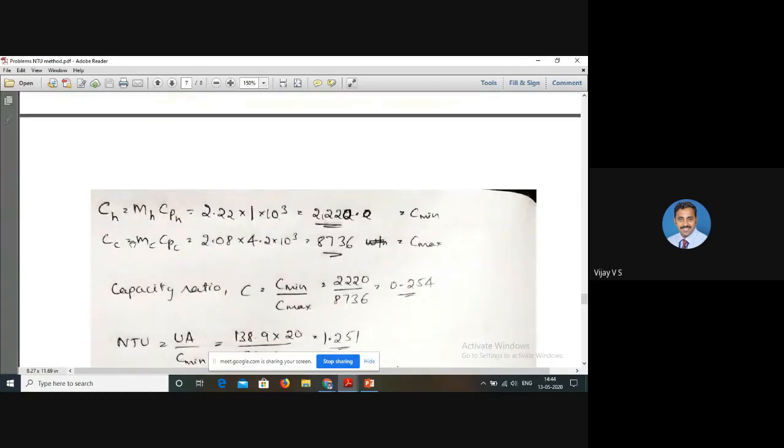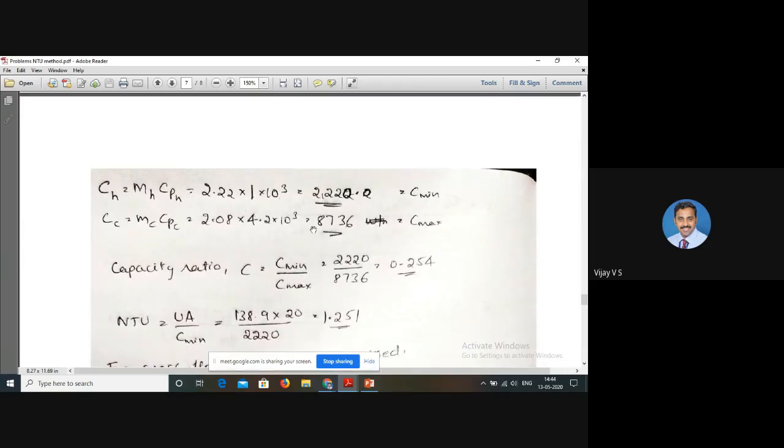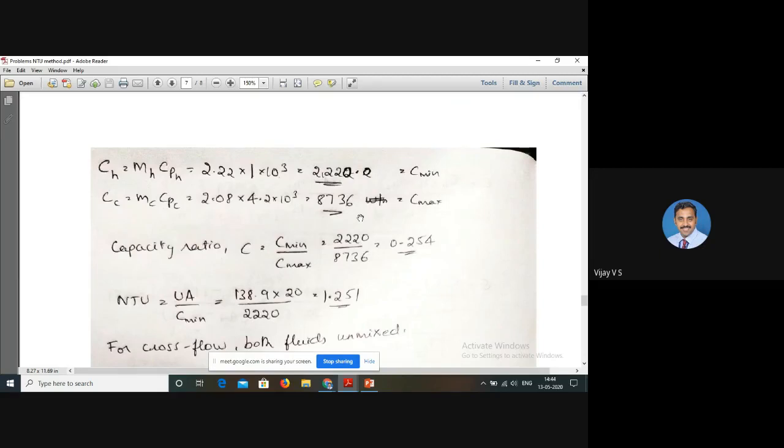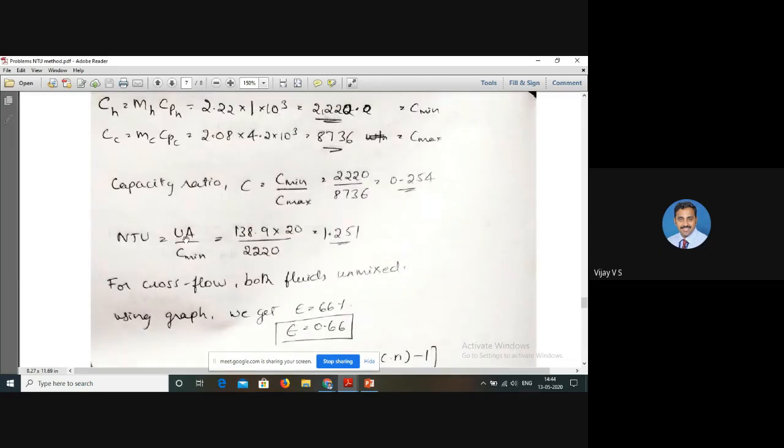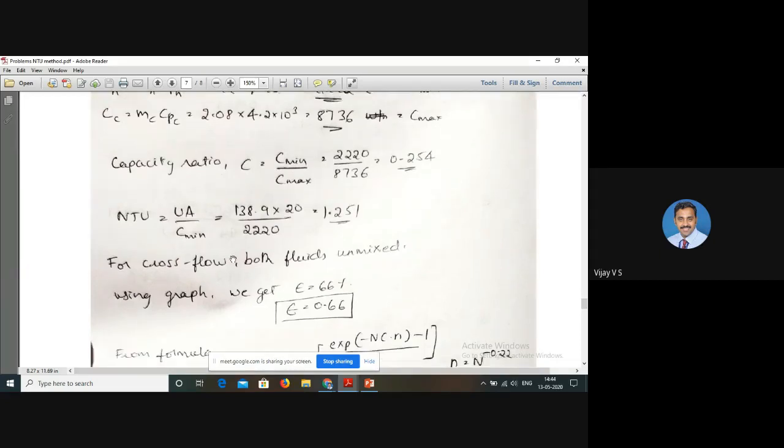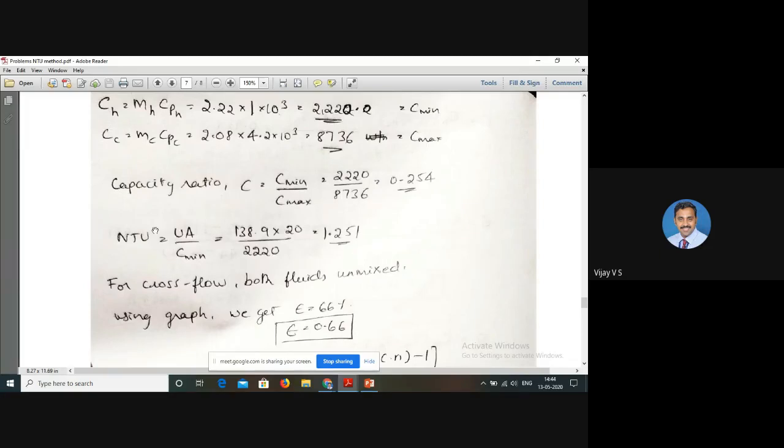Now find out CH: 2000 times CPH 2220, and CC you will get 8736. Obviously CH is C minimum, CC is C max. Therefore, capacity ratio, C minimum by C max, is 0.254. Therefore NTU, UA by C minimum, is 1.25. Since it is cross flow, I know capacity ratio and I know NTU.